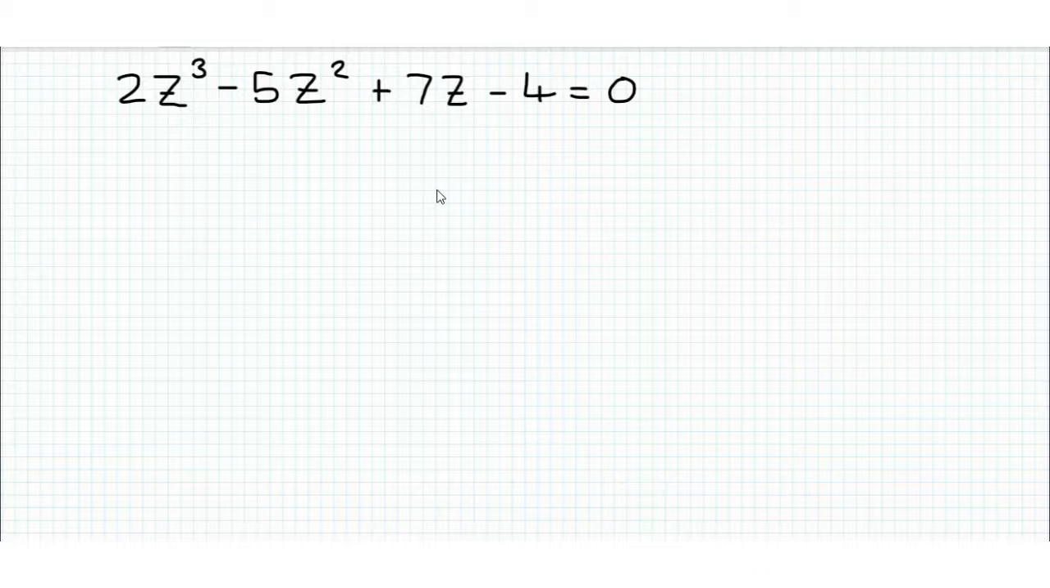Following on with complex numbers, we're going to solve this cubic equation. The first thing to do is to try to get one of the solutions by some sort of quick inspection, and we can see that these coefficients, 2 plus 7 minus 5 minus 4, sum to 0. So if the coefficients sum to 0, then z equals 1 is a solution.